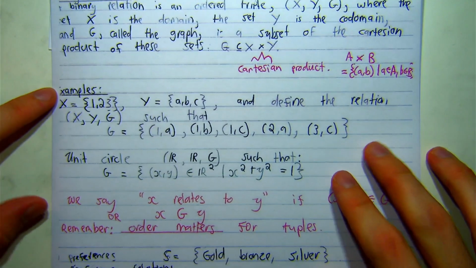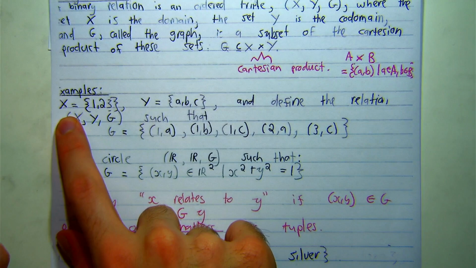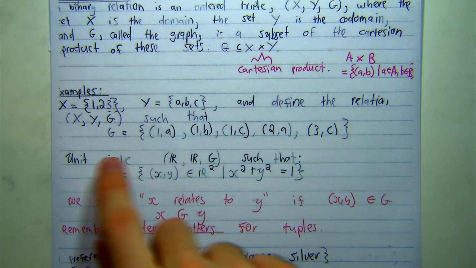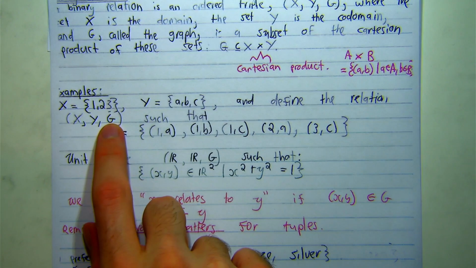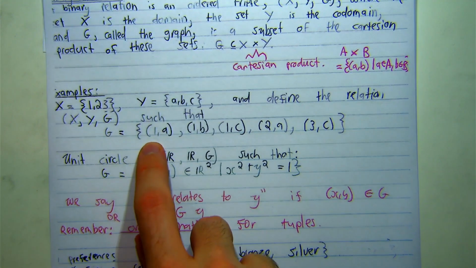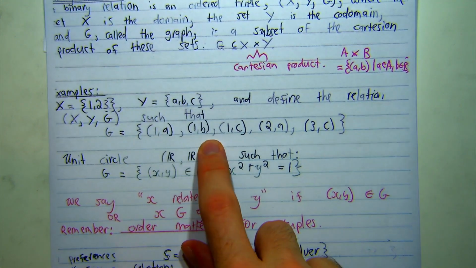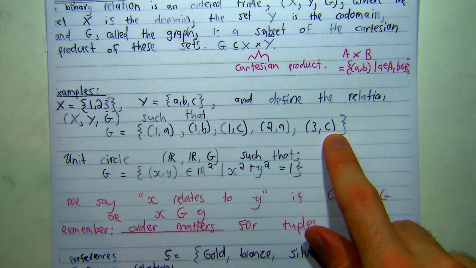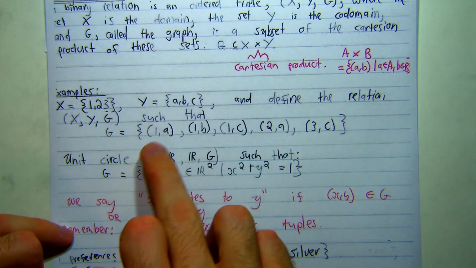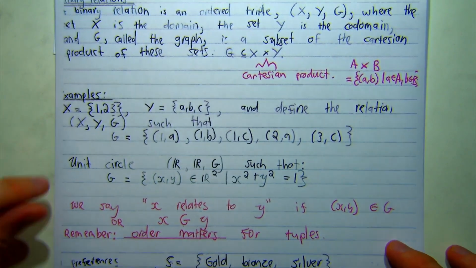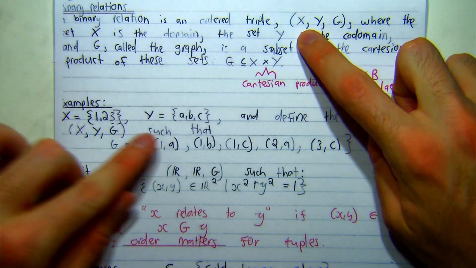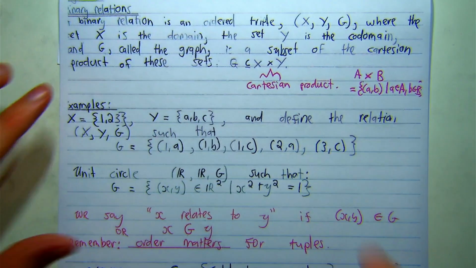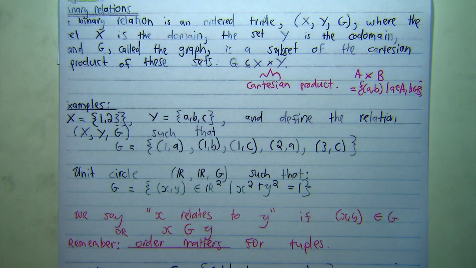If we look at some examples here, say your set X is 1, 2, 3, and your set Y is A, B, C. We can define our relationship focusing on the G such that 1 relates to A, 1 relates to B, 1 relates to C, 2 relates to A, and 3 relates to C, and this set is defining the relationship between them. So we have our domain X, our codomain Y, and our graph G, and these three things together actually generate a relation.